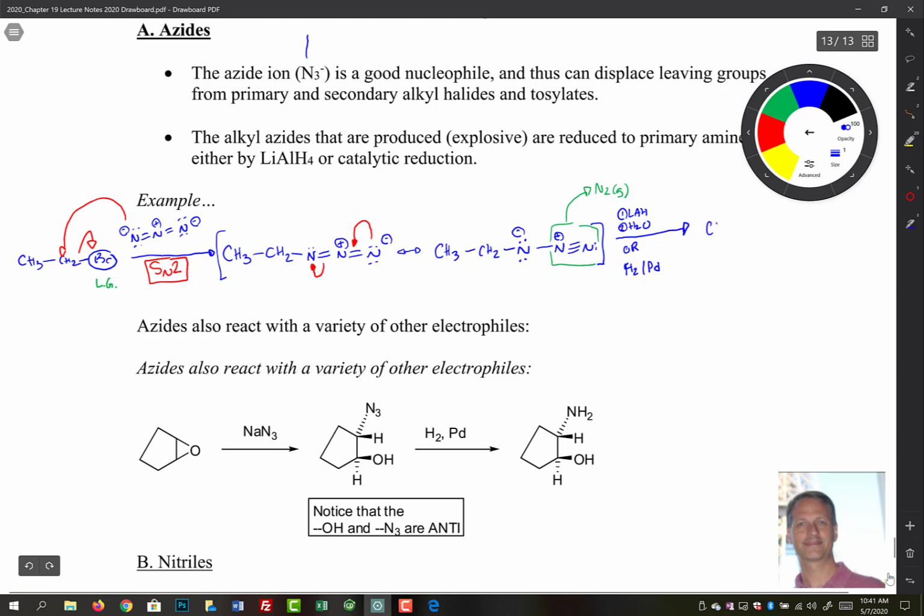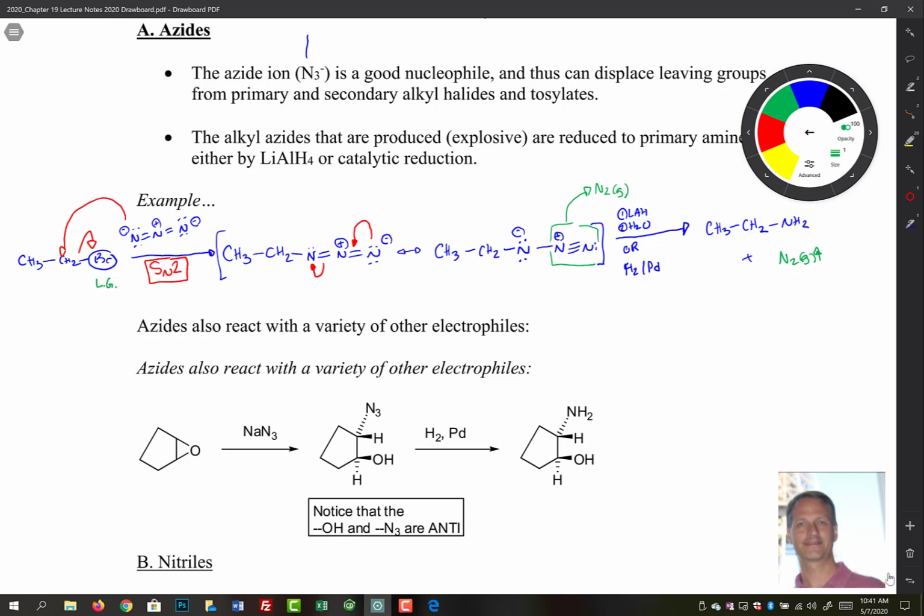In the end, what you end up getting here is CH3, CH2, NH2, and then plus here nitrogen gas. So I use that arrow up to indicate that. Interesting side note is azide is very explosive. It's a great nucleophile, but it's very explosive too. It's used in some rocket fuels, and it's also used in propellants for airbags.